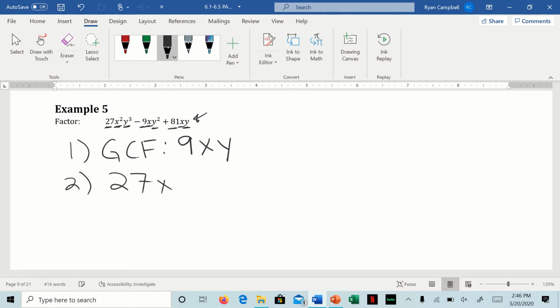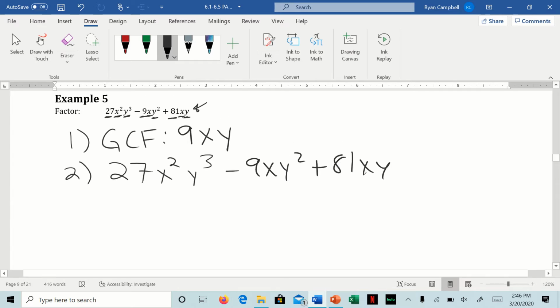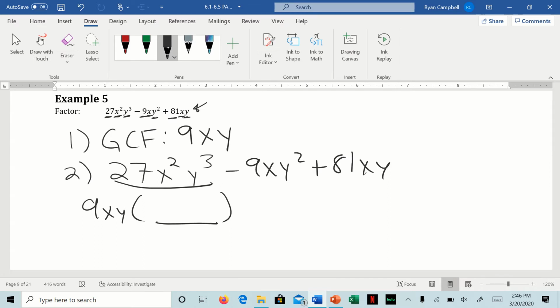Step 2, let's rewrite these as a product of the greatest common factor. For the first term, we have 9xy times what? We can work backwards. What times 9 gets you 27? That's 3. What times x gets you x squared? X. What times y gets you y cubed? Y squared. Then we do minus 9xy, greatest common factor, times what? What times 9 gets you 9? 1. What times x gets you x? X. And then what times y gets you y squared? Y.